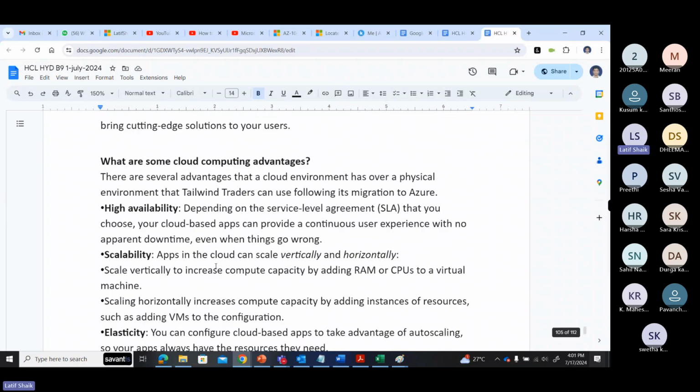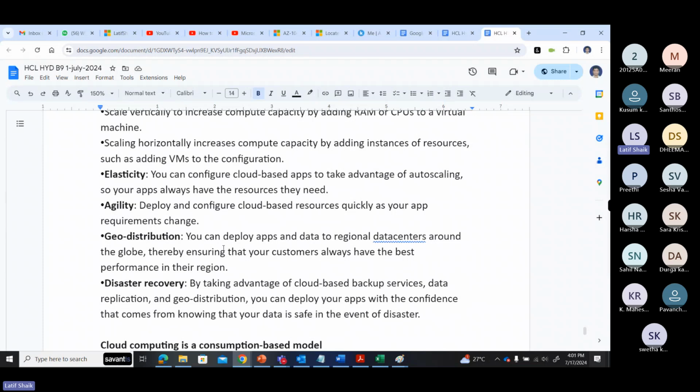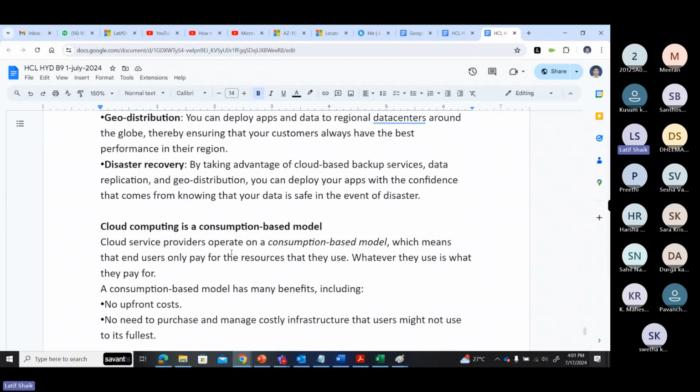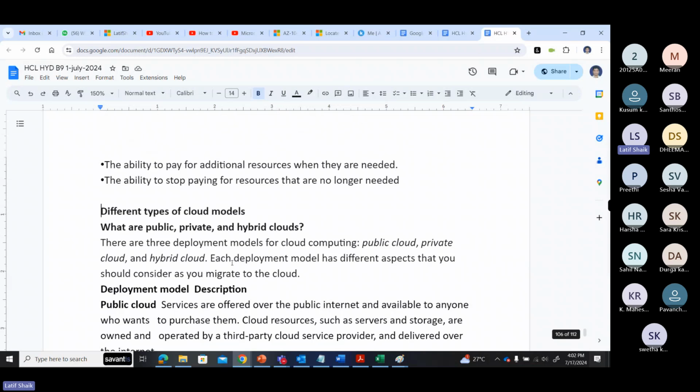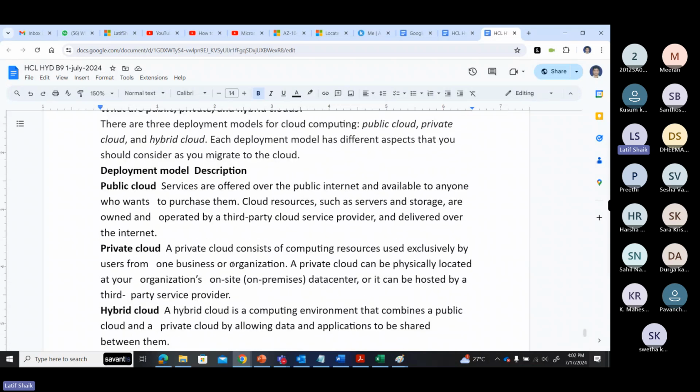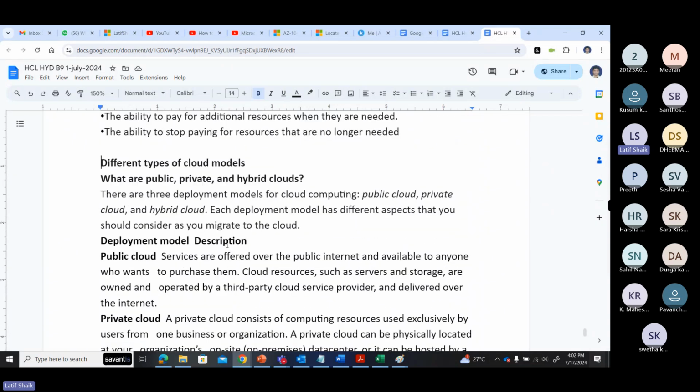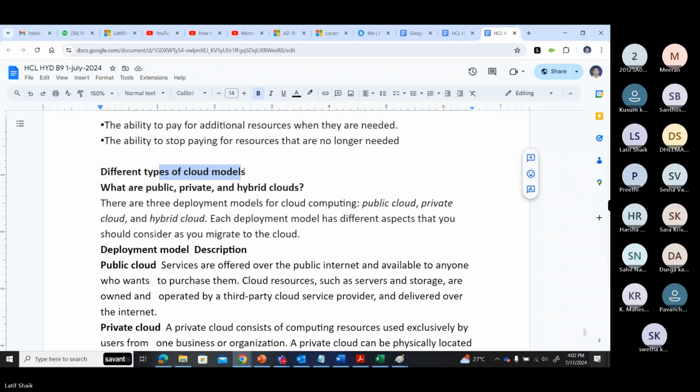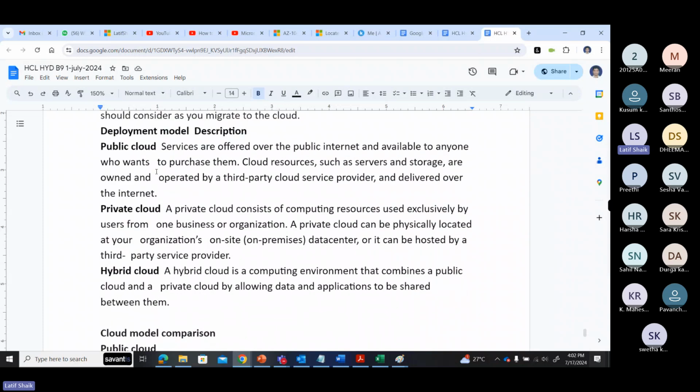Okay. Again, what is the cloud? Delivering of cloud computing services over the internet using pay-as-you-go model. And cloud computing has three models. One is private cloud, another one is public cloud, another one is hybrid cloud.